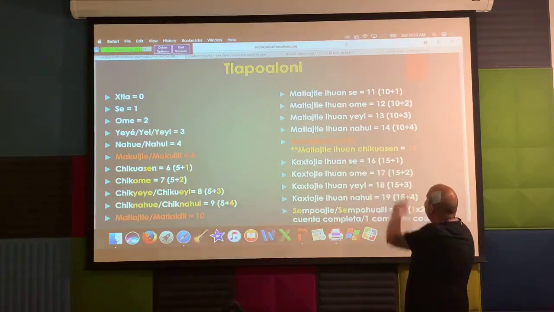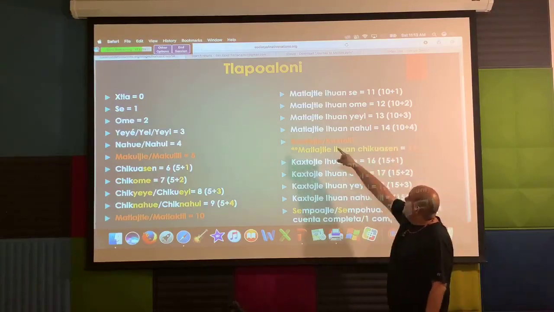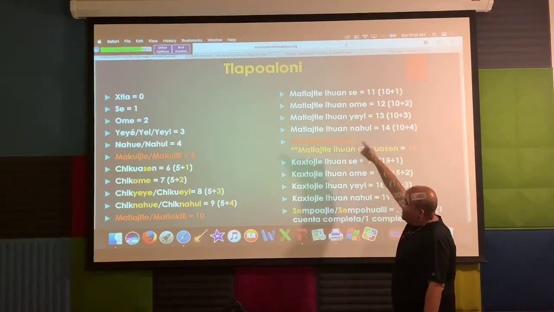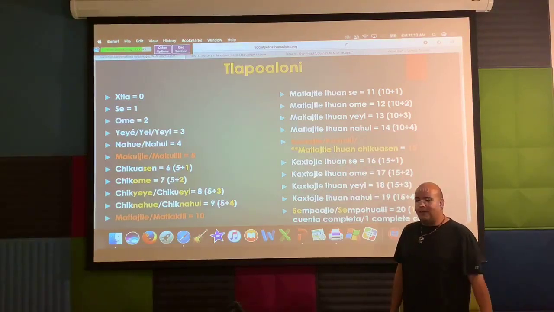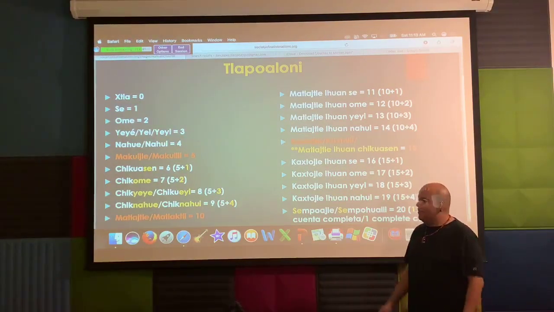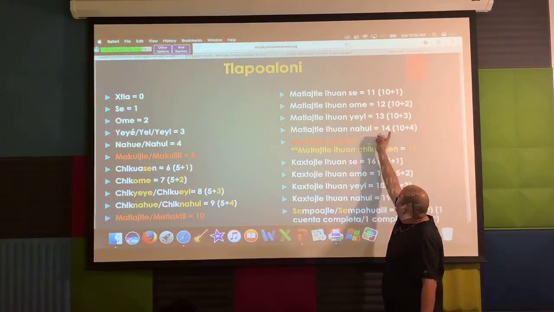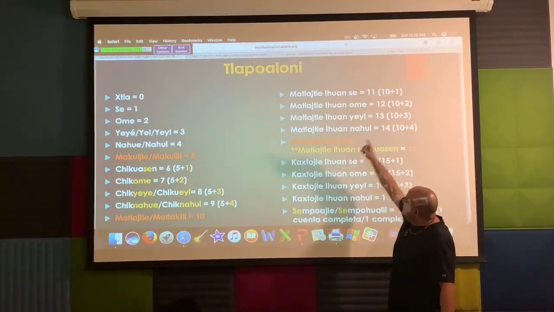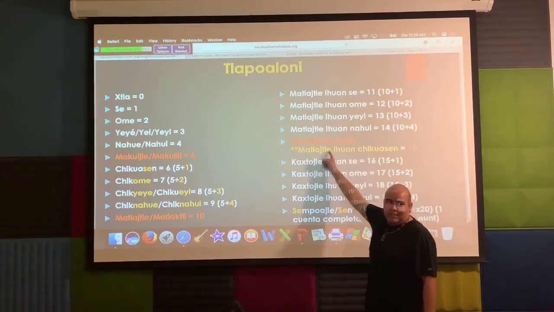Matlacle iwanome is 12, right? Because 10 and 2. Yeah, with me so far? Matlacle iwanye or matlacle iwanyeye. A lot of that really depends on your community as to how that sounds, but yeye is the Copalillo Guerrero Nahuatl that we're learning currently. And matlacle iwanawe, right? 14. 15 has its own word, cashtoli, right? Or cashtohle. Cashtohle.